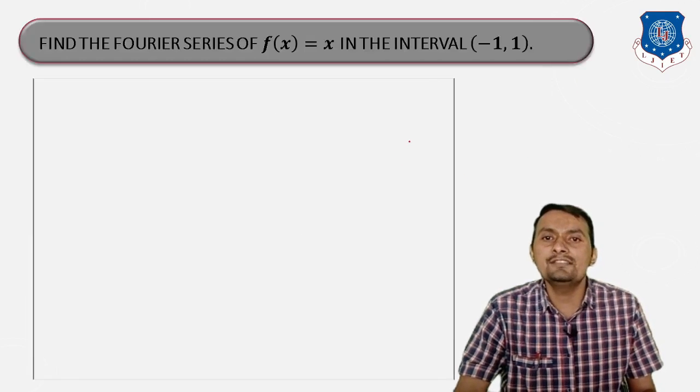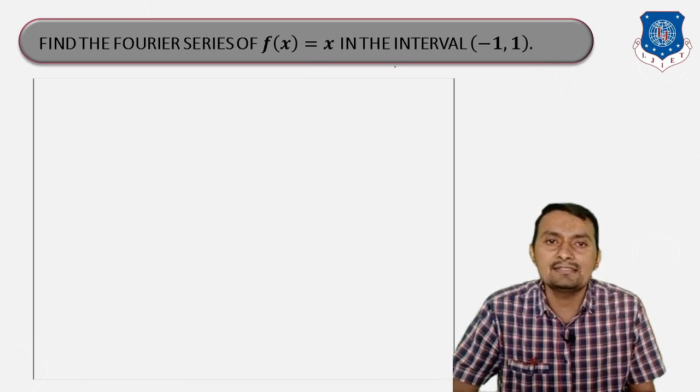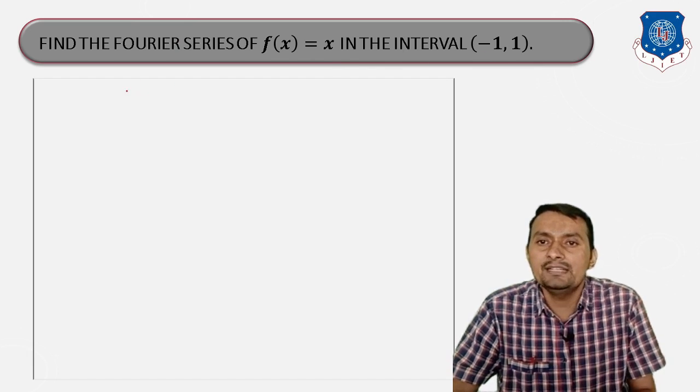Now let's have a look at the first question. Find the Fourier series of f of x equal to x in the interval minus 1 to plus 1. So here the total length is 2.